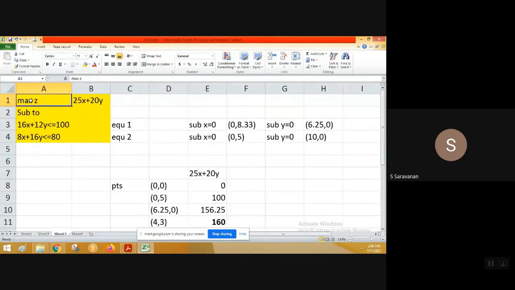Can you take this question? If you take the question, I can go ahead and start the problem. I'll give just 1 minute. Just copy the problem. What I have highlighted in yellow is the question. Max z is 25x plus 20y, subject to two constraints. One is 16x plus 12y less than or equal to 100. The other is 8x plus 16y less than or equal to 80.